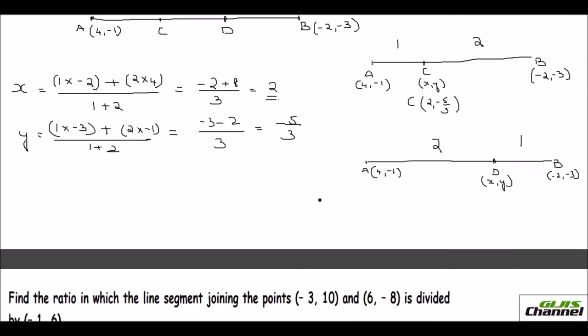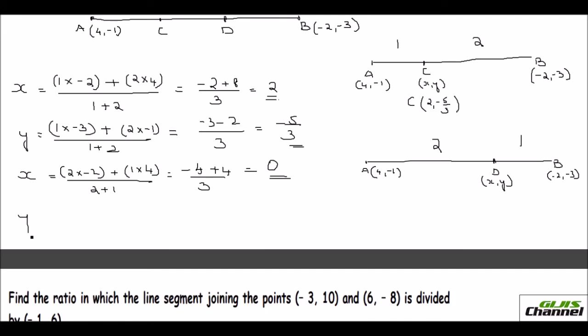So let's do finding out x first. Your x is equal to l, which is 2, times -2, that is your x2, plus m, which is 1, times x1, which is 4, over 2 plus 1 this time. So that will be -4 plus 4 over 3, that is 0. So you got that as 0.